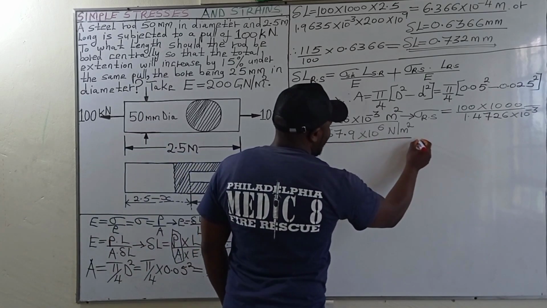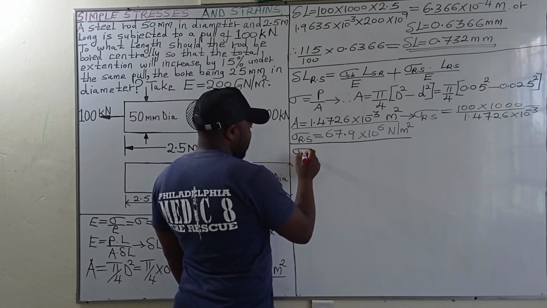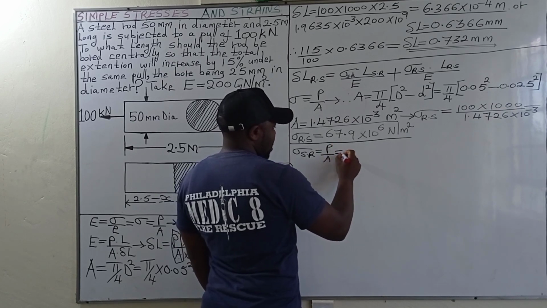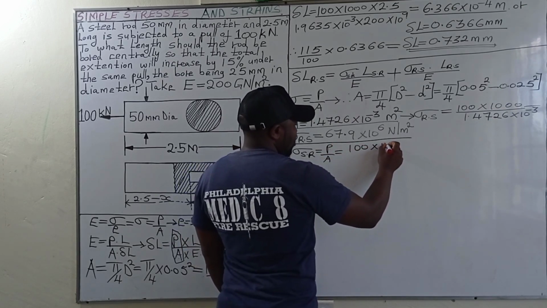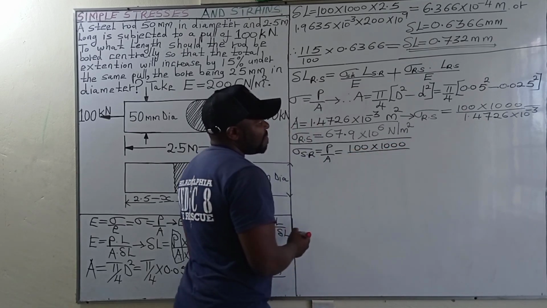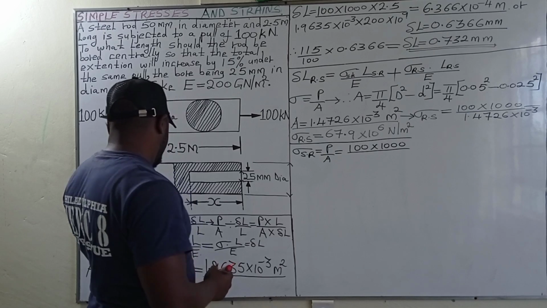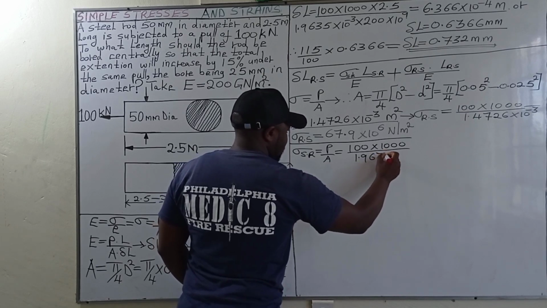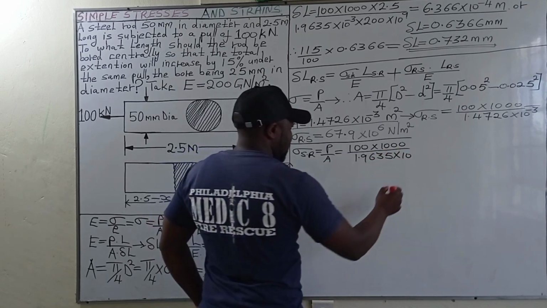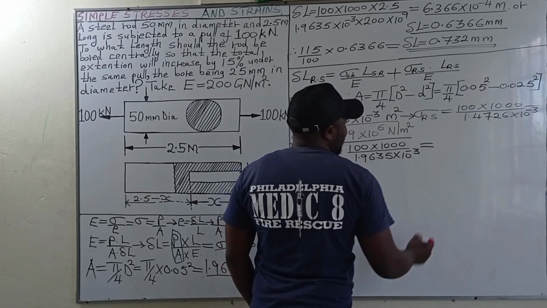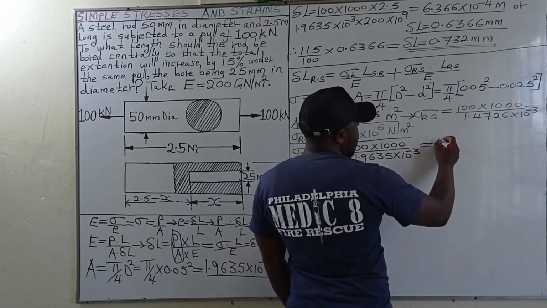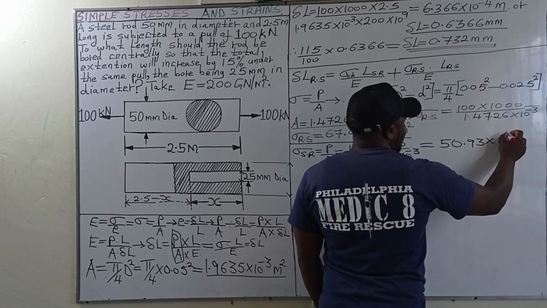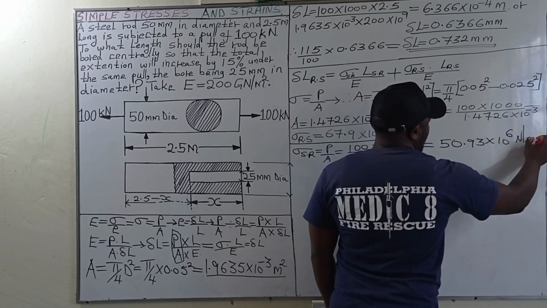Very good. Now from there, the stress of the solid rod will be given by load divided by cross-sectional area, which in this case is a load of 100 kilonewtons, converted to newtons, divided by the cross-sectional area of the solid steel rod, 1.9635 times 10 raised to the power of -3. So the stress of the solid rod will happen to be 50.93 times 10 raised to the power of 6 newtons per square meter.